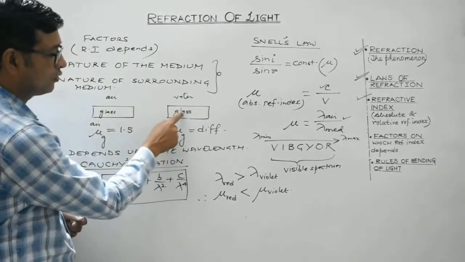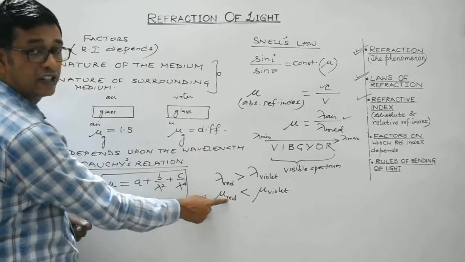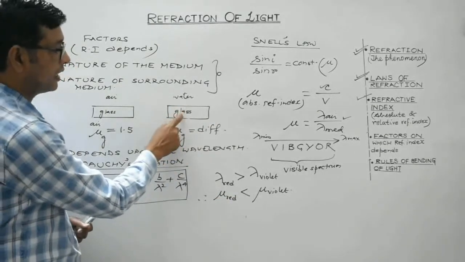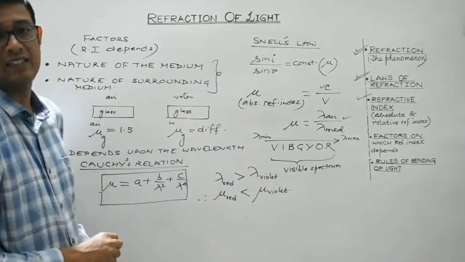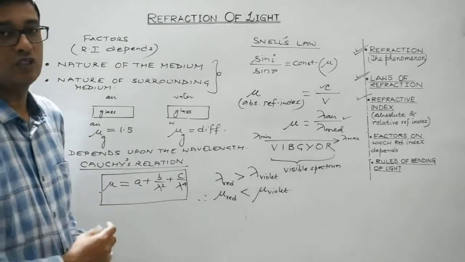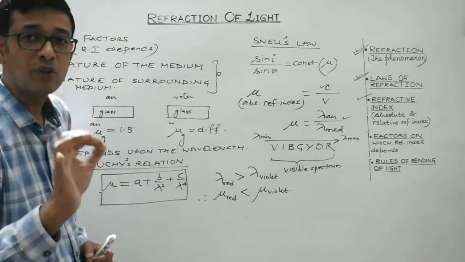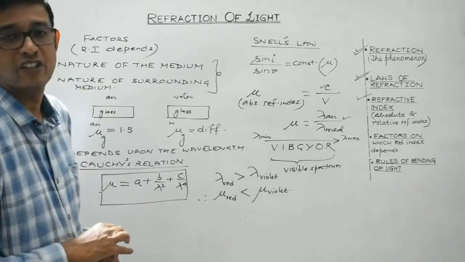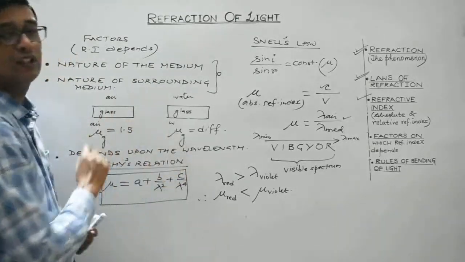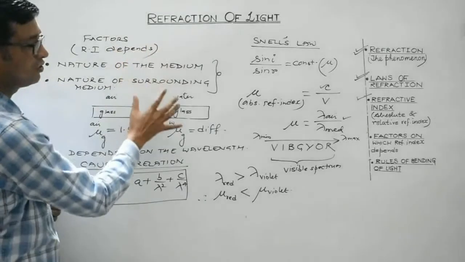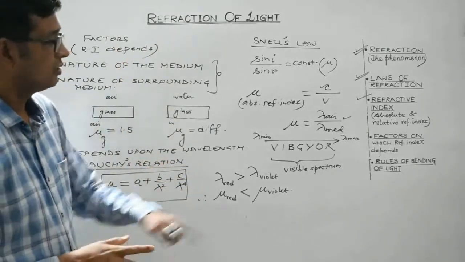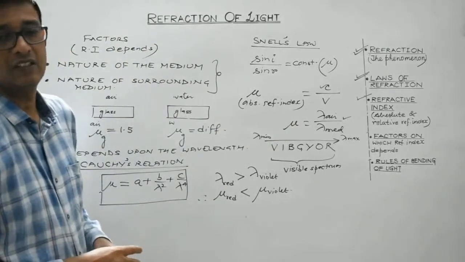The refractive index of glass for red radiation would be minimum. The refractive index of glass for violet radiation, violet color, would be maximum. That is what I mean to say. So refractive index depends upon the color of the radiation. That is, it depends upon the wavelength of the radiation. Understood? So students, these are the 3 factors on which the refractive index depends.